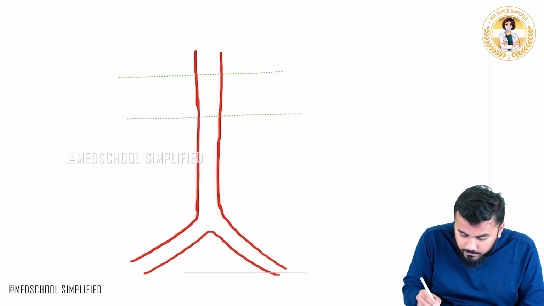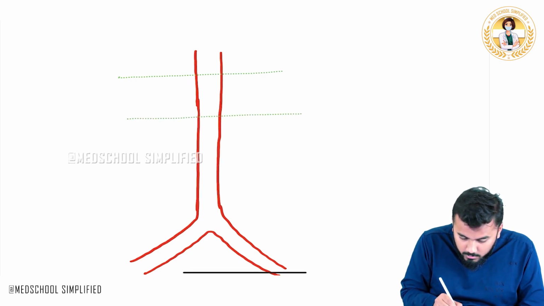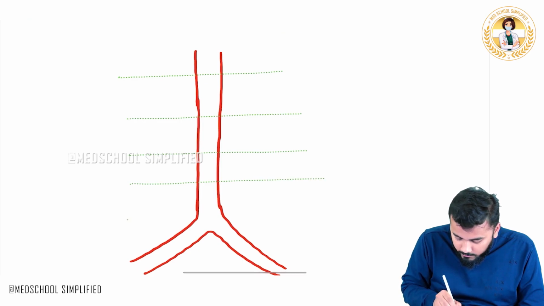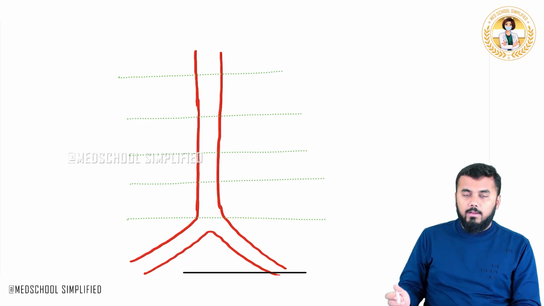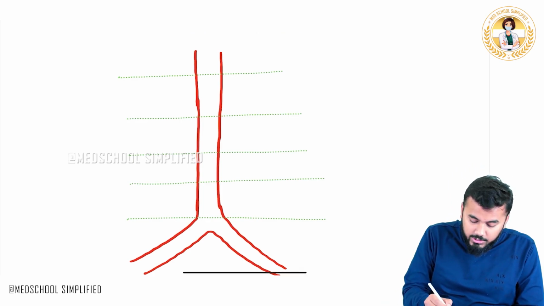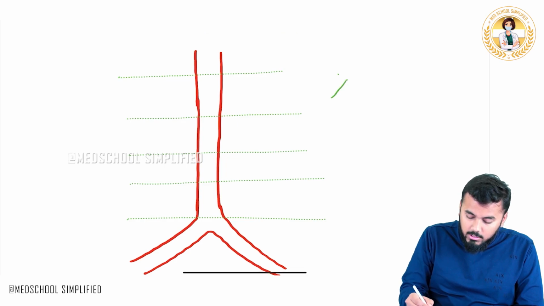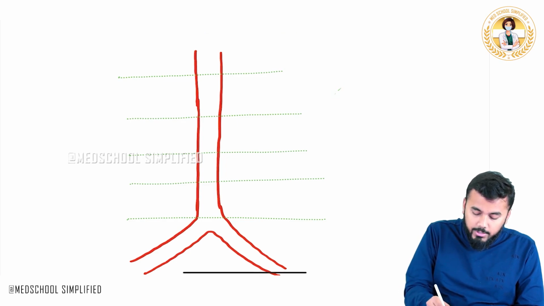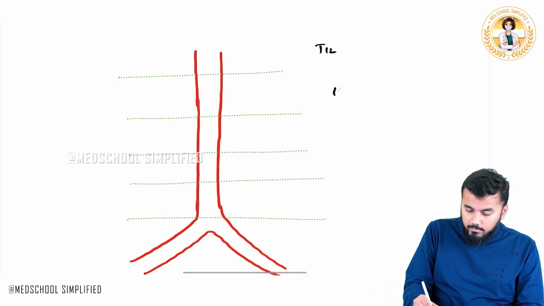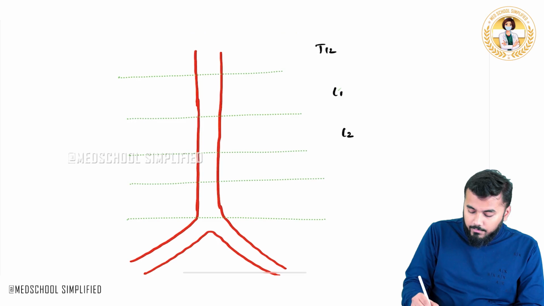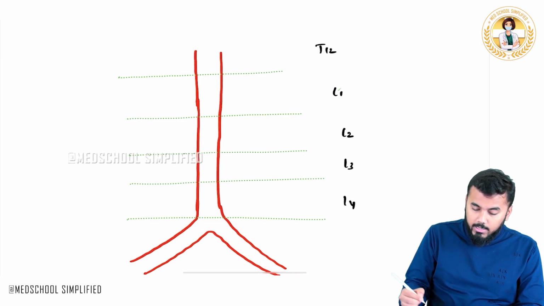So this is 1, this is 2, this is 3, this is 4, and finally we have 5. So there are basically 5 sections which I have divided. Now in these 5 sections, what are the important things to be noted? This is at the level of T12, this is at the level of L1, this will be at the level of L2, L3 and L4.